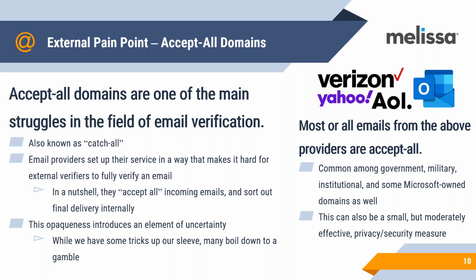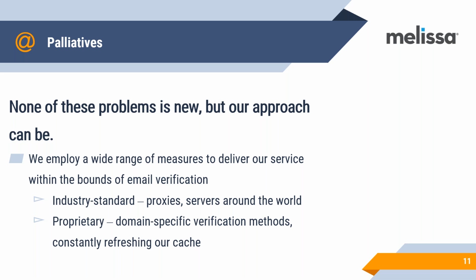The small silver lining here is that it's not at all hard to identify when an email is accept all. No email provider is ambiguous about it. They don't try to hide it. It's a simple but morally effective privacy measure, whether it's explicitly used for that or not. But in the end, it's just a small problem for verifiers. Of course, it's not all bad news.